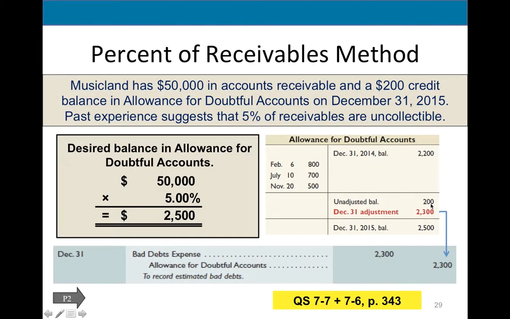So if it's a credit balance and my credit balance was 200, but I want the balance to become 2,500, how much do I need to adjust ADA? 2,300, which is 2,500 minus 200. So what's my adjustment? 2,300 bad debt expense debit, ADA credit. So after you adjust by 2,300, what is the balance going to be? 2,500. So again, percent of receivables shows you what you want the ending balance of ADA to be.